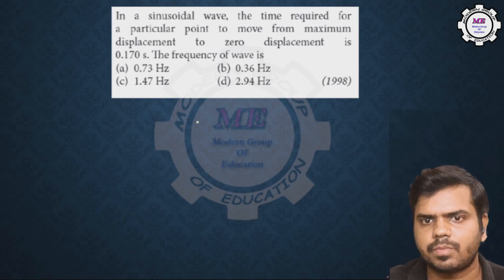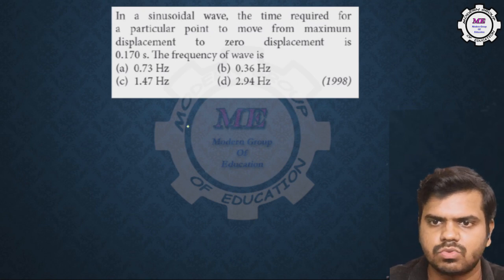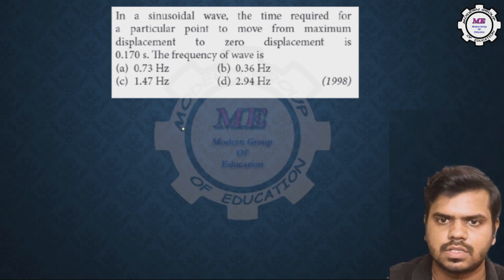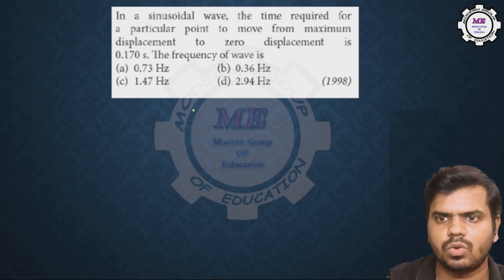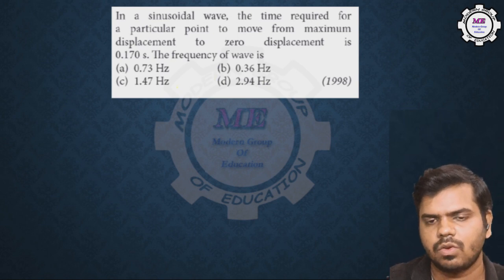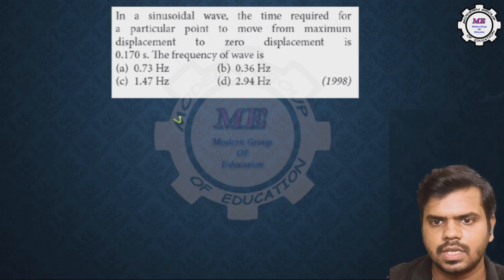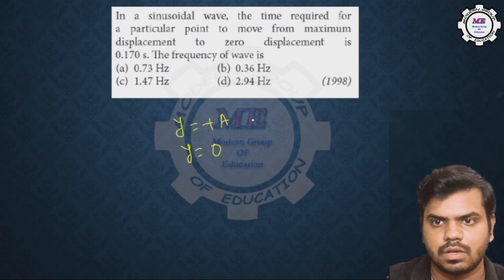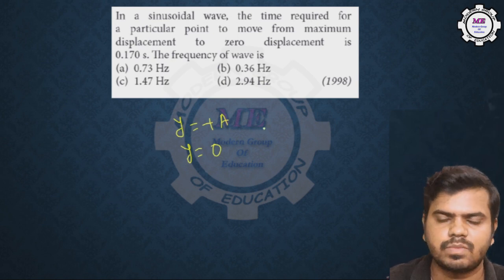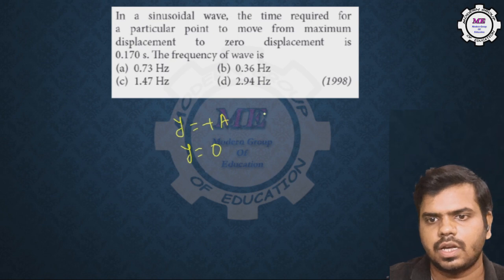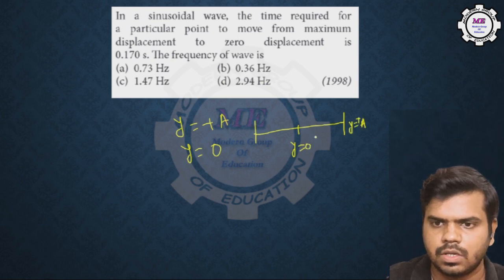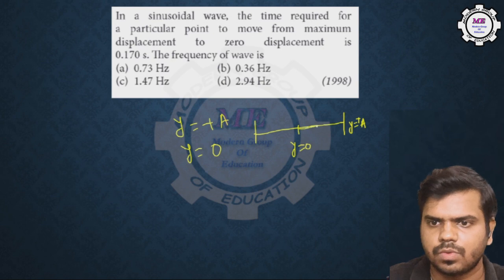In a sinusoidal wave, the time required for a particular point to move from maximum displacement to zero displacement is 0.170 seconds. The frequency of the wave is? Maximum displacement is y equal to plus a, and zero displacement is y equal to 0. So the time required to move from maximum displacement to zero displacement is from here to here. This is zero displacement and this is maximum displacement plus a. So this is T by 4.